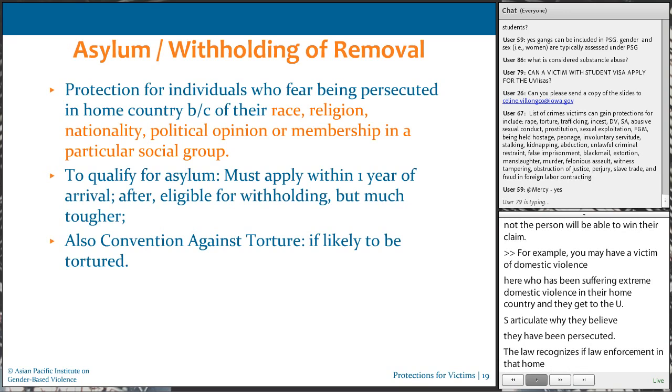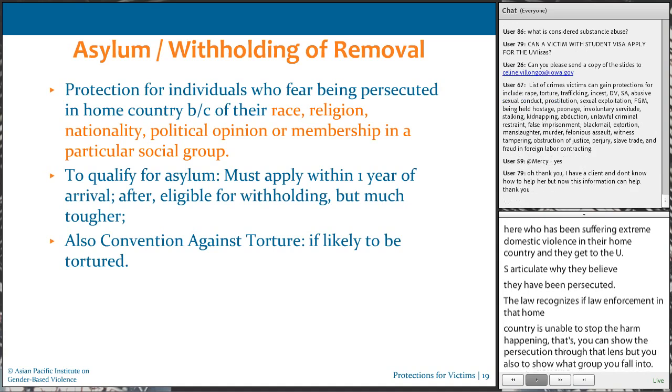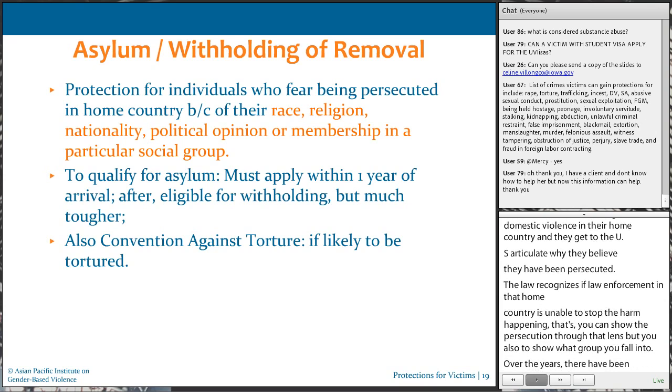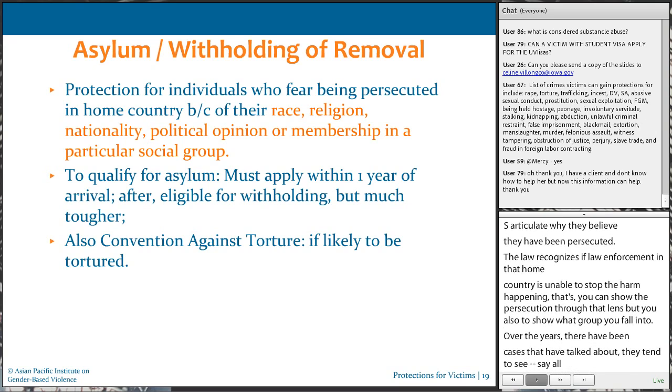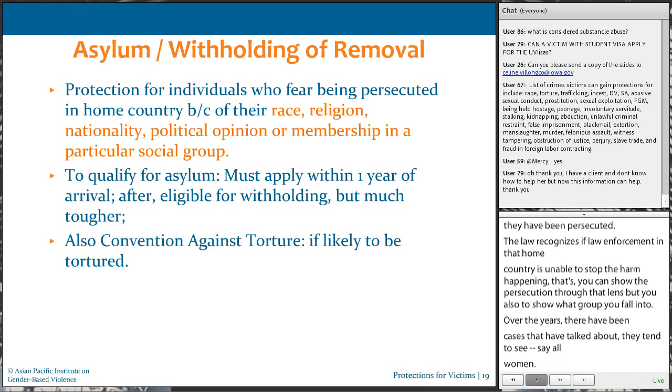But then you also have to show what group you fall into. Over the years, there have been cases that have said you can't just say all women generally, because all women in the country are not targeted in the same way. You couldn't say women in this particular region, because then you would have to prove that all the women in that particular group are targeted in the same way.